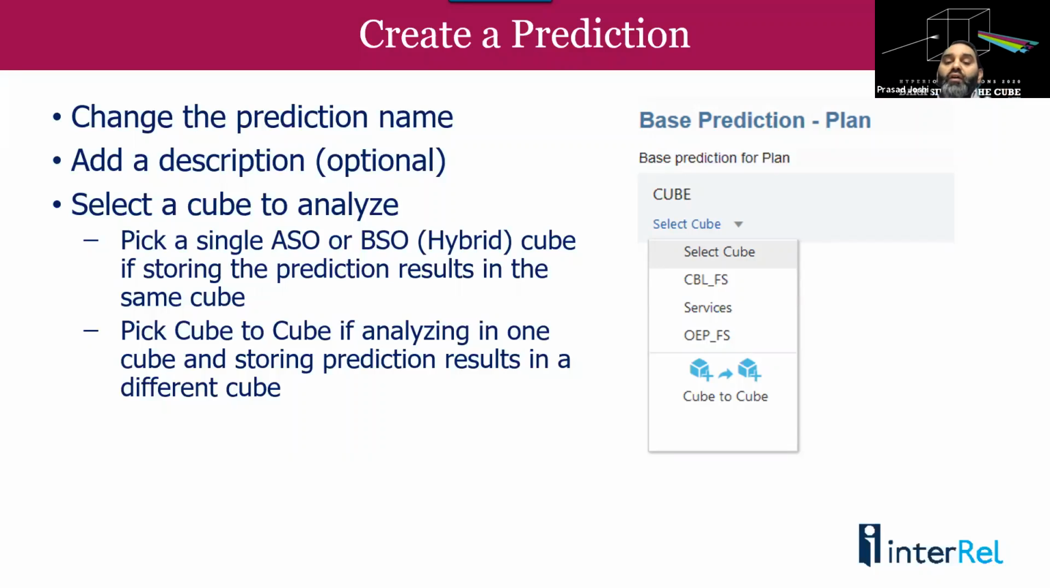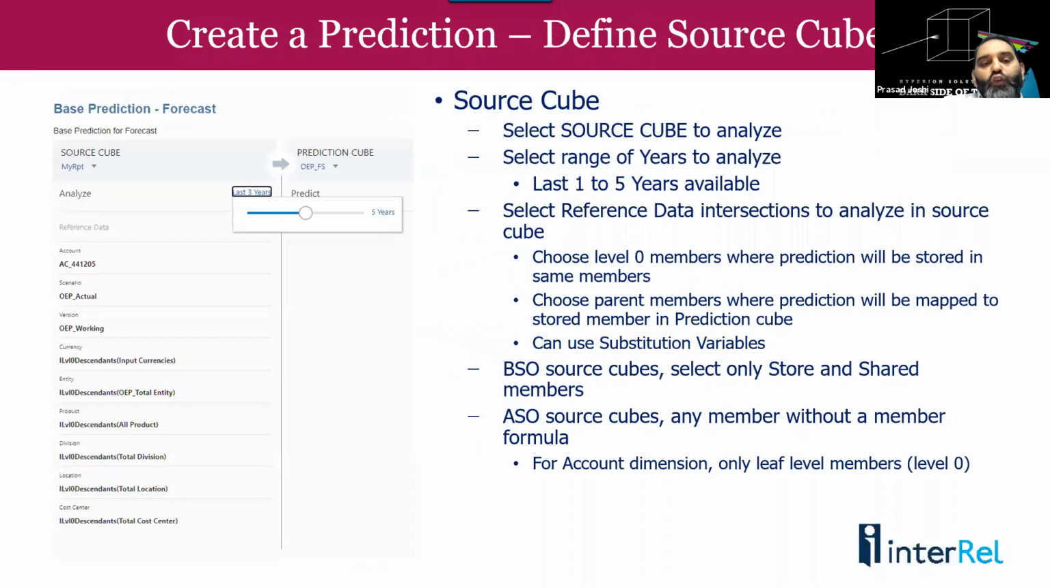Once you click on that, you can give the name of the prediction. In this case, the prediction name is plan or forecast. You can give it a description as well. Over here, I'm going to choose a cube to cube example. The first thing I need to do is define the source area. The first section is, what is my source cube? In this case, I'm using the reporting cube, which is my RPT. So I'm using that as the reporting cube.